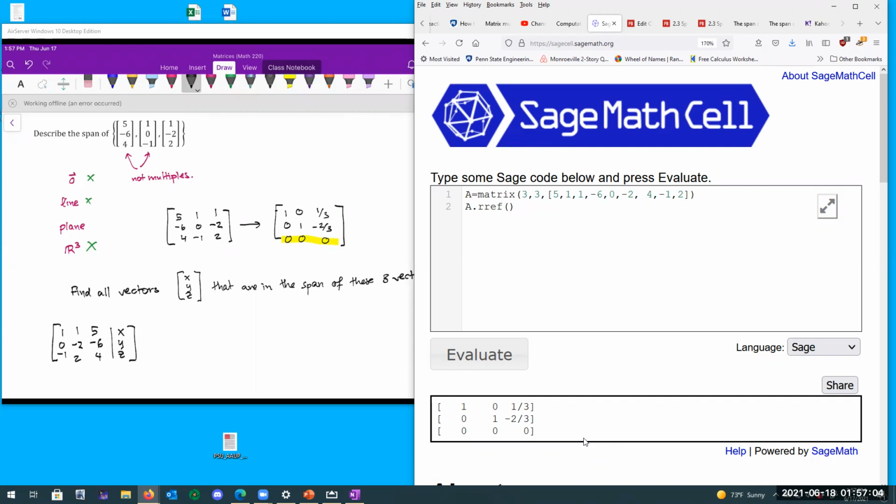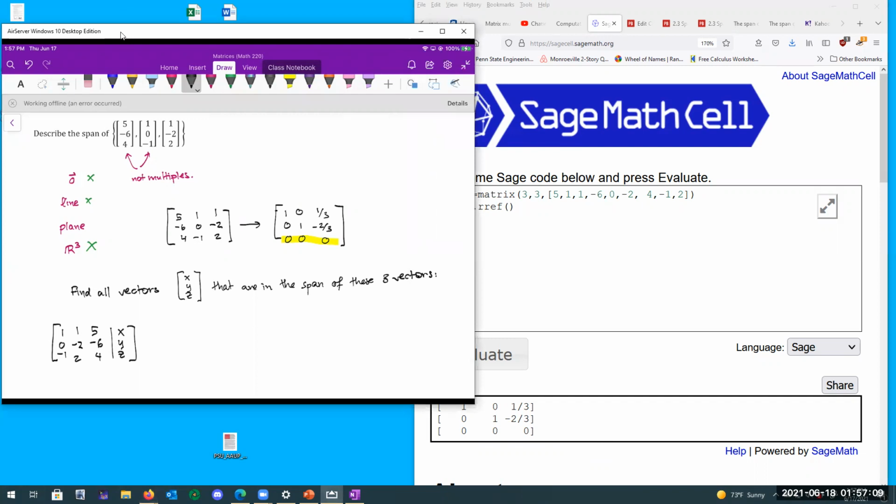Okay, so we want to know, when do we have a solution? We're going to do a little bit of row reduction here. Row 3 is going to be row 3 plus row 1. And so we get 1, 1, 5, x; 0, negative 2, negative 6, y; 0, 3, 9, x plus z. Okay, so we've cleared out all of the values underneath 1.